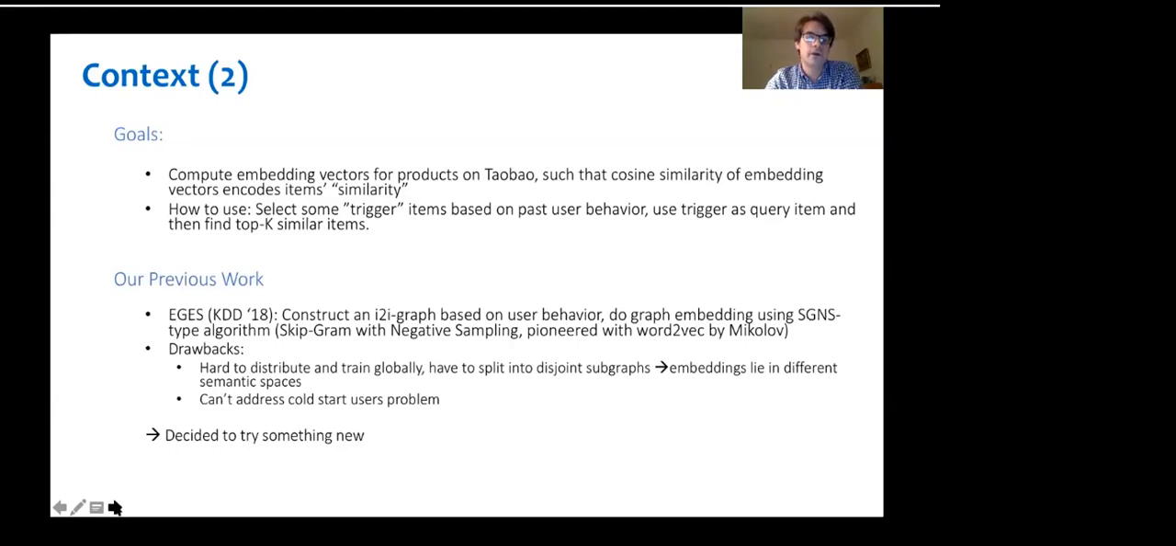Now, in our previous work, we faced several drawbacks. First, it was very hard to distribute and train globally, so we had to split the whole graph into several disjoint subgraphs and run it independently. So that meant that the embeddings ultimately lie in different semantic spaces, which makes it very hard, if not impossible, to compare certain items. Another drawback that we also had was that we didn't really have a way to get the user data into that model, so we couldn't address the cold start users problem. So overall, we decided to try something new, but in a similar spirit.